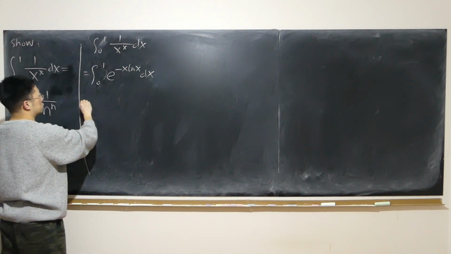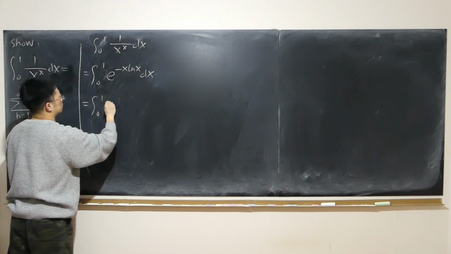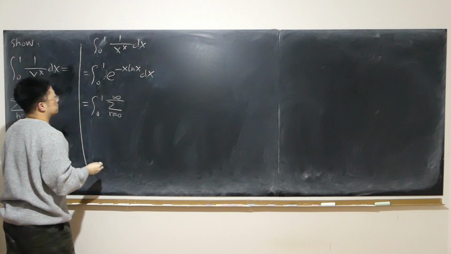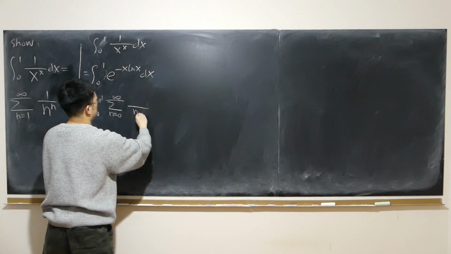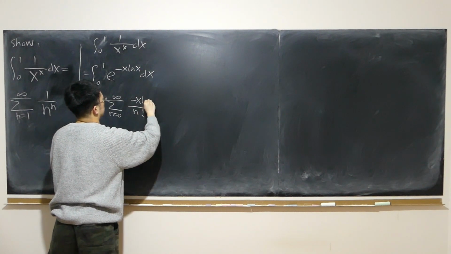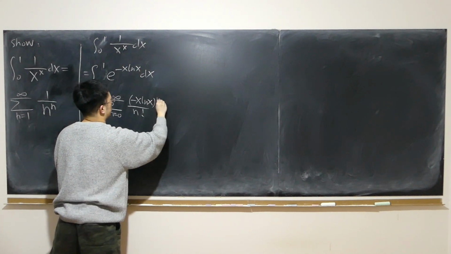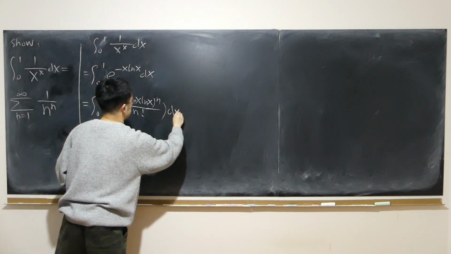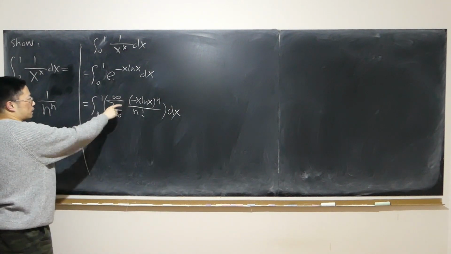Then it's Taylor expansion, from 0 to 1, sigma from 0 to positive infinity, over n factorial inside. So minus x log x to the power of n. Right. Then we do the integration.